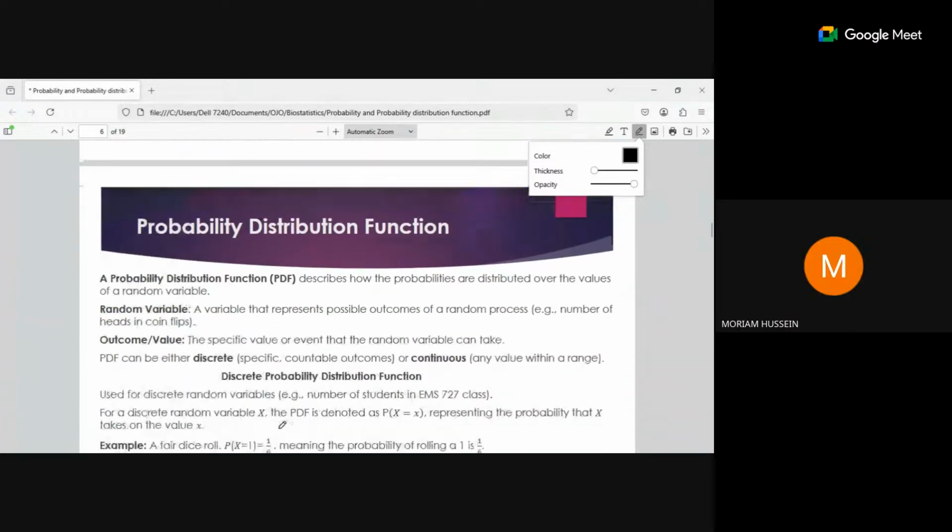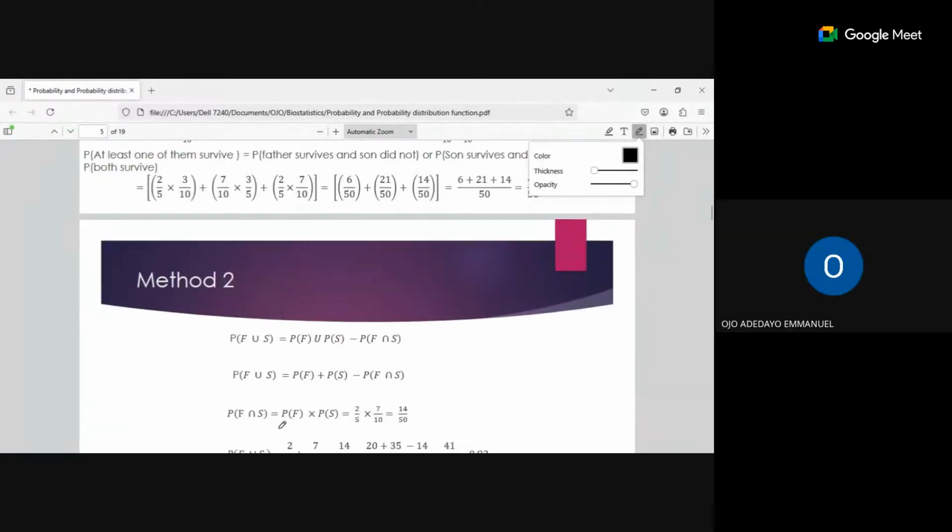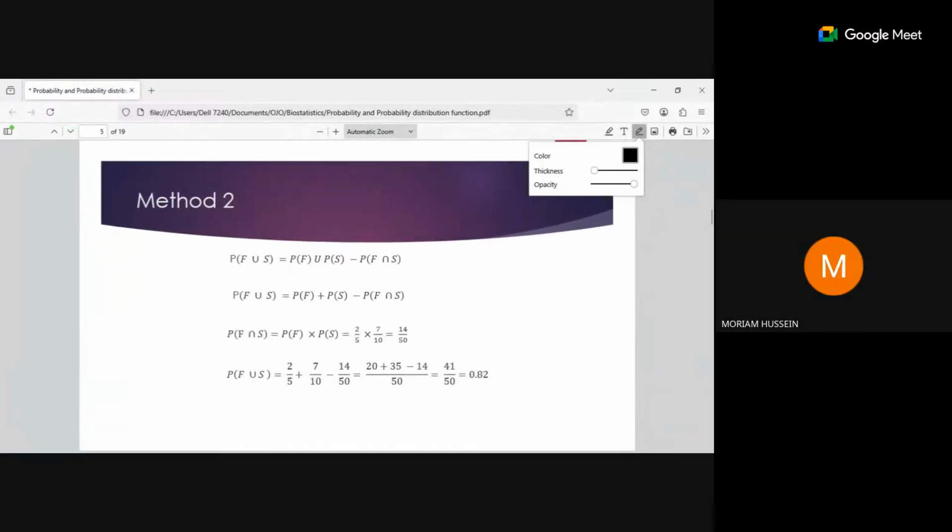Before you move, sir. That symbol you said looks like a hen is intersection, meaning multiplication. The one that looks like a U, what is it? It's union. And what does union mean? Addition. Okay, addition. Thank you, sir.